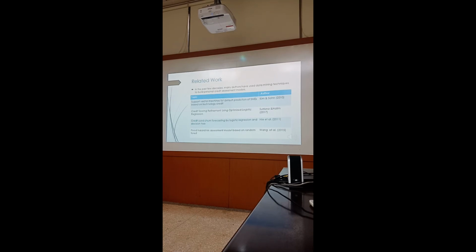Here is some related work, techniques that were already used in previous research. One topic is the support vector machine for default prediction of SMEs based on technology risk, proposed by Kim and Son in 2010. Lin and Susan in 2017 proposed a method for credit scoring using optimized logistic regression. Others are credit card forecasting by logistic regression and decision tree, and a food hazard risk assessment model based on random forest.